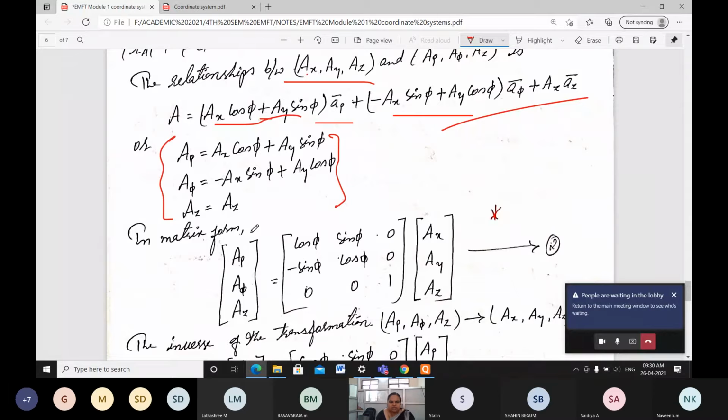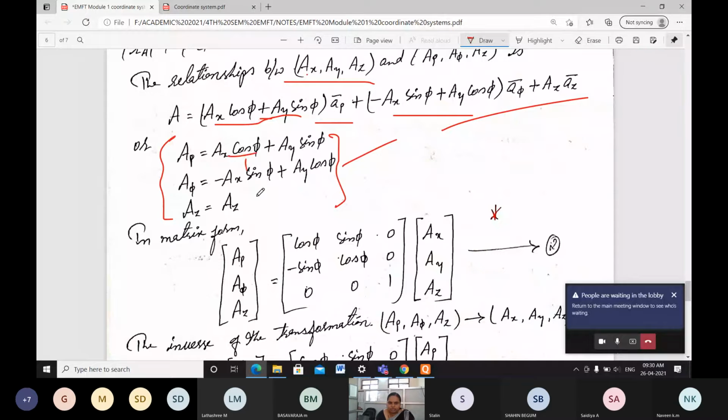In terms of a matrix, if you are able to remember this equation, you can write it, or else you can write it in matrix form also. That is A rho, A phi, AZ is going to be equal to cos phi, sin phi, 0, then minus sin phi, cos phi. Here it will be 0. We will be getting only the Z part. Therefore 0, 0. At last we will be getting 1 only.